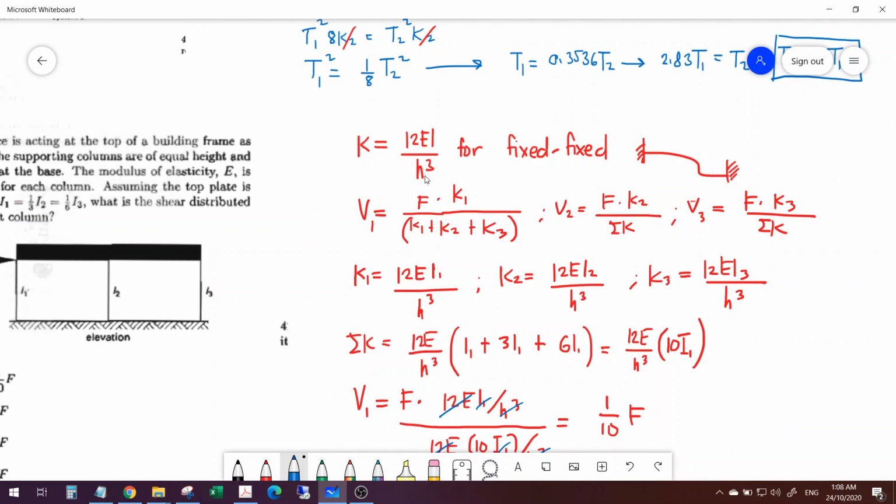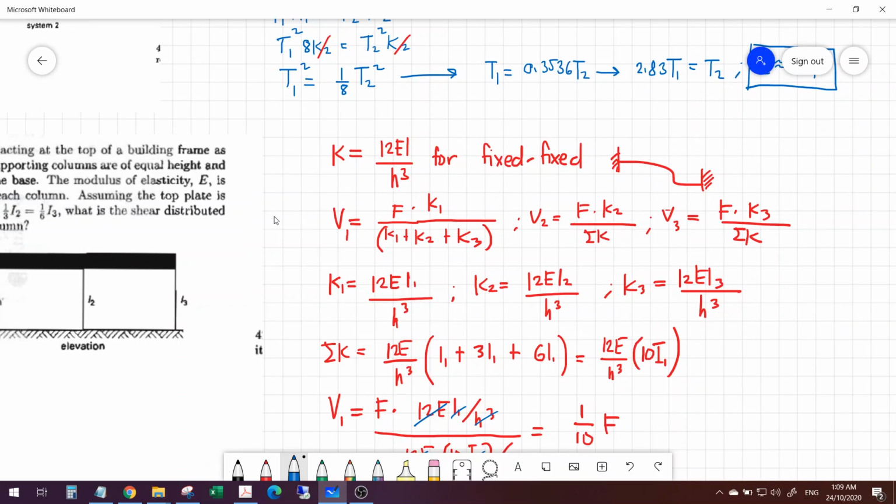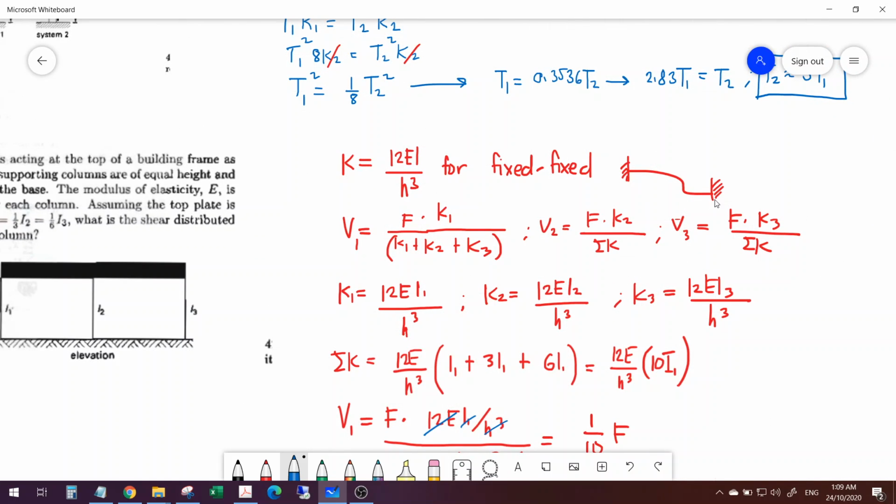Okay. So if I were able to derive the 3EI over H cube, how will I derive this 12EI over H cube? So madali lang 'yon, no? If you remember the moment distribution method, maglagay ka ng delta here, no? Ayan. Tapos dahil fixed 'to, indeterminate na 'to, no? You can derive this 12EI over H cube by area moment or slope deflection method.